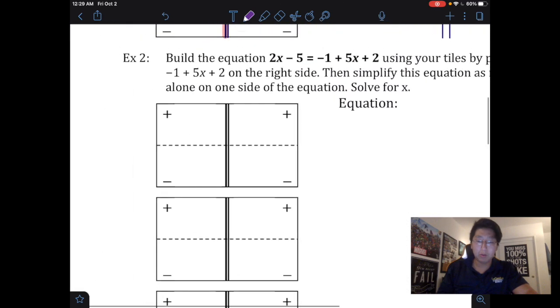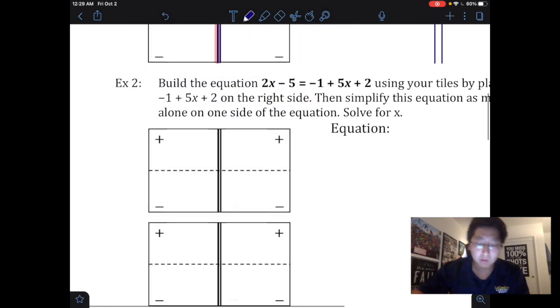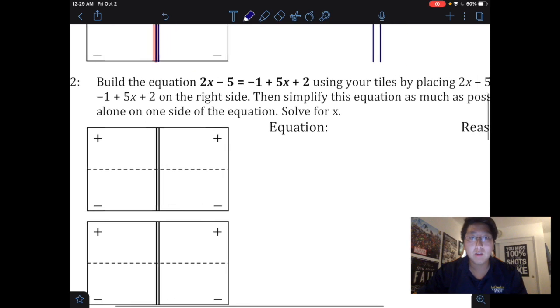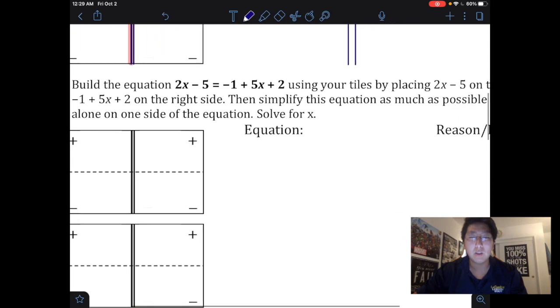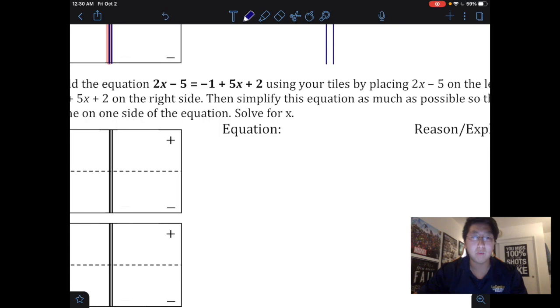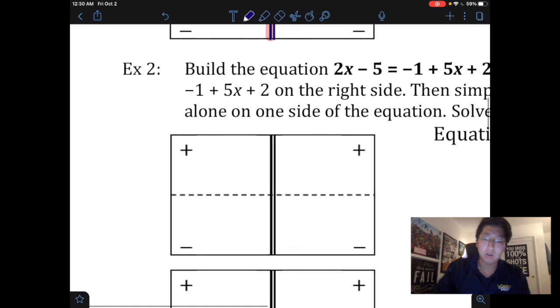Here, let's go ahead and build this equation right here. I'll read this. Build the equation 2x minus 5 equals negative 1 plus 5x plus 2 using your tiles by placing 2x minus 5 on the left side and negative 1 plus 5x plus 2 on the right side. Then simplify this equation as much as possible so that x is alone on one side of the equation. Solve for x.